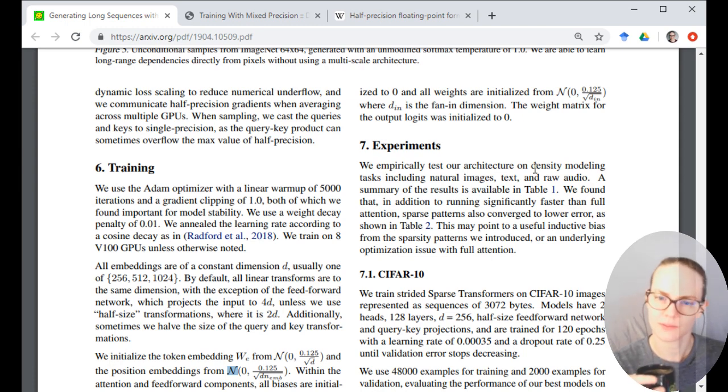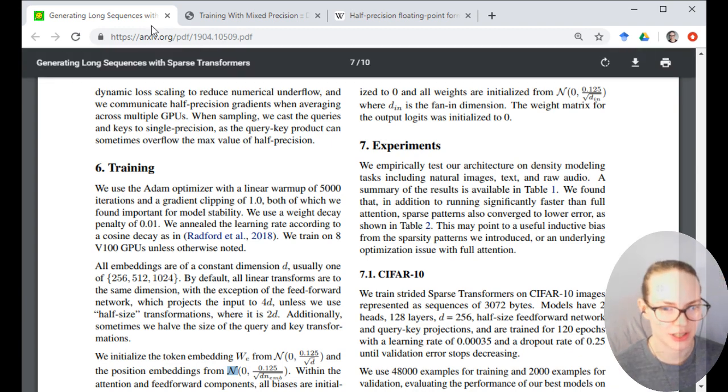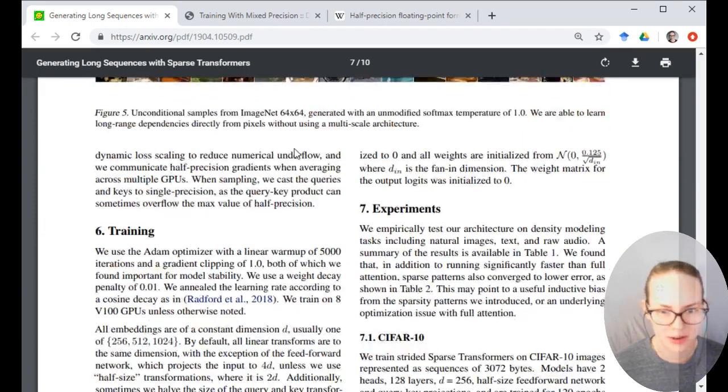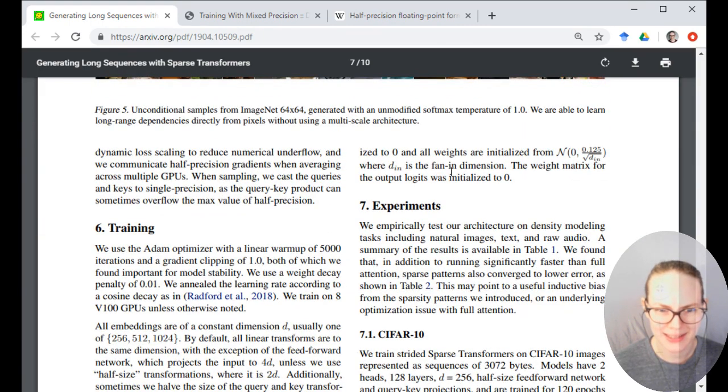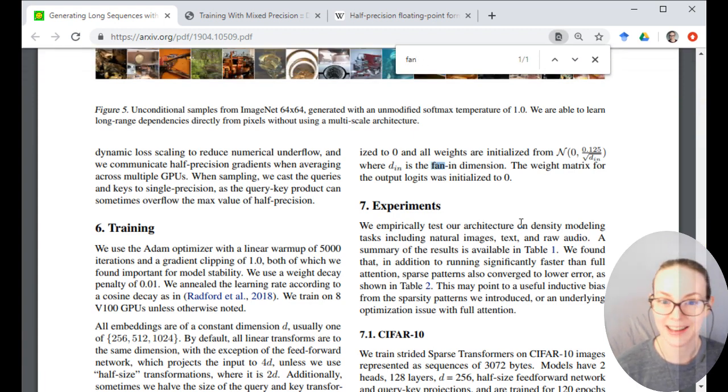Yeah, I don't know. I must have seen that notation before somewhere, but I don't remember it. Fan-in dimension. What is fan-in? Okay, this only occurs once in the entire paper. I have no idea what that means.